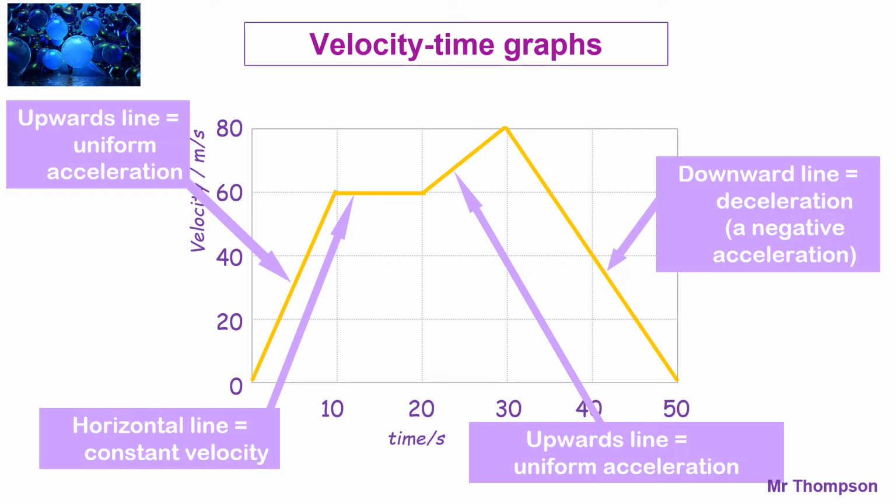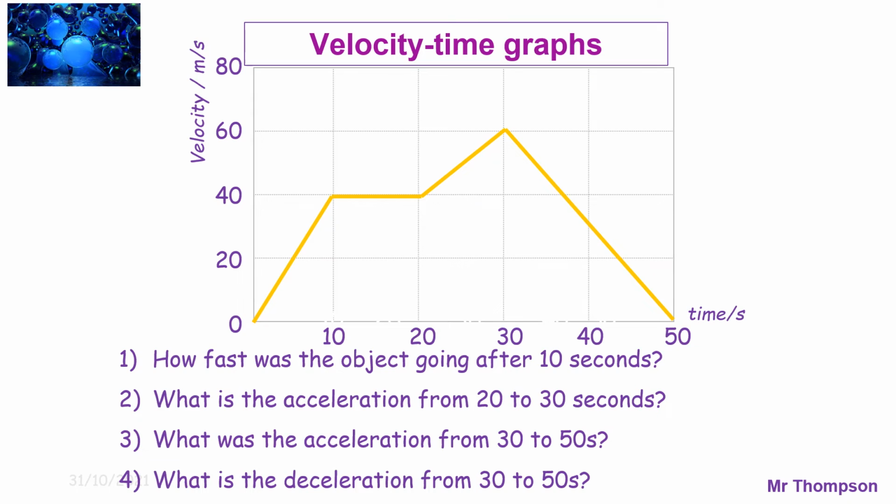Acceleration is a vector quantity. You get a minus number, that means it's decelerating. So you might want to jot this down. Okay, so let's just do some working out. How fast was the object going after 10 seconds? Well, it was going 40 meters per second.